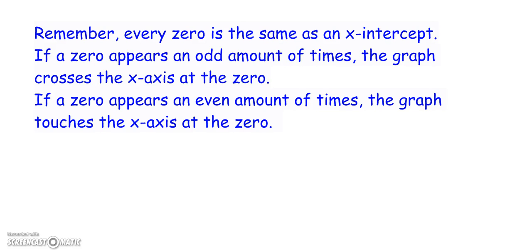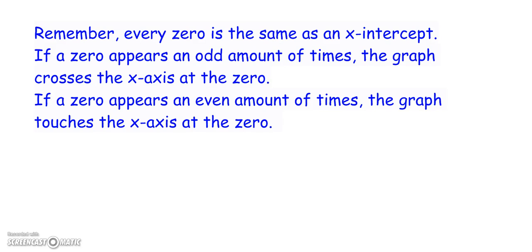Why is it important to find zeros? Because it's going to help us graph. When we find a 0, we are going to be able to graph that as an x-intercept. What's nice about zeros is they tell us a little bit more about the graph.